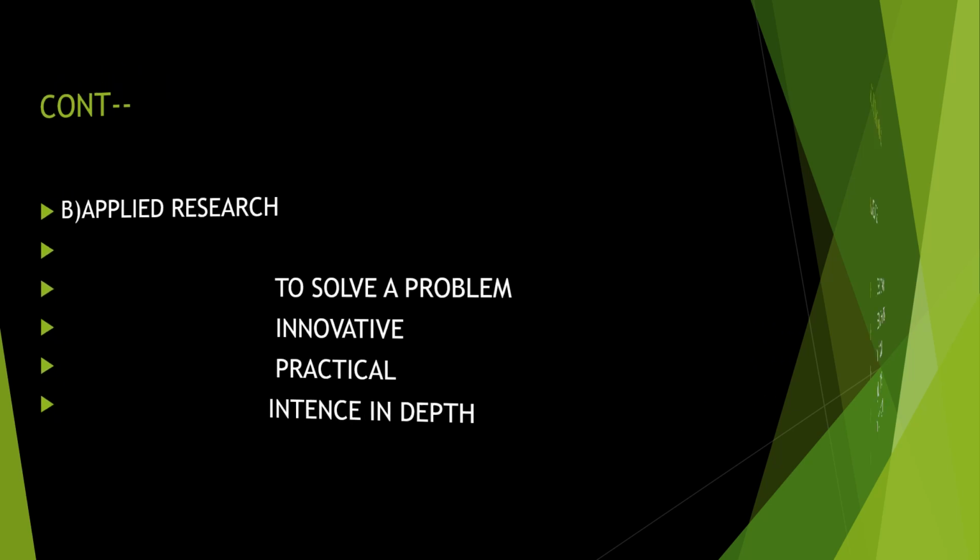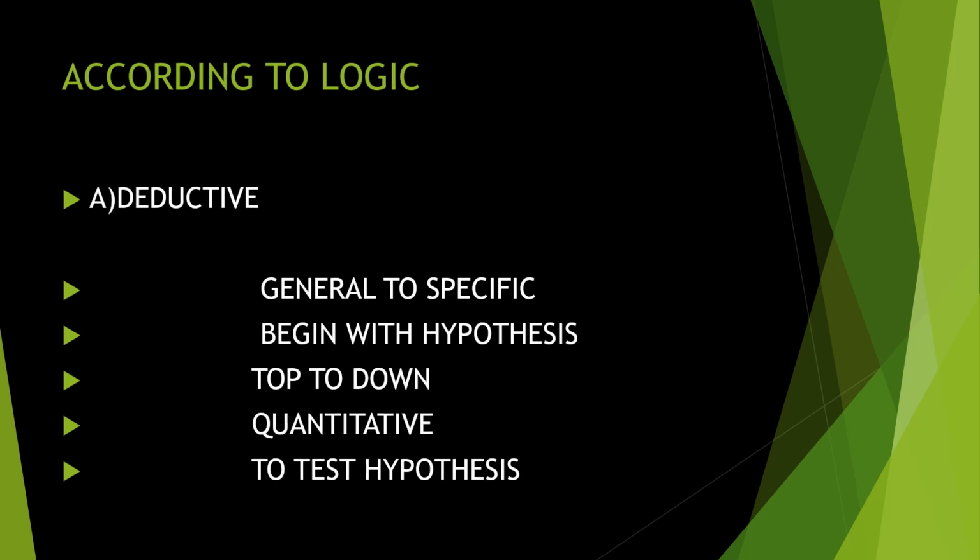Next, according to the logic. Okay, according to the logic, there are 2 types of researches. One is deductive research. What is meant by deductive research? That I have told you in the previous class itself. Deduce means moving from the upper layer to the lower layer. So at the uppermost, there is theory. That is general to specific. From general to the specific, we can see in the deductive type of research.